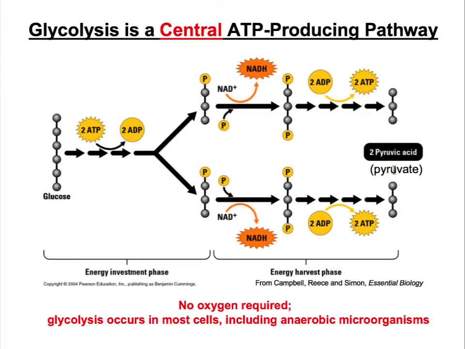Now, nowhere along this pathway is oxygen required. Oxygen is required, as we'll find out later, in the TCA cycle, or the citric acid cycle. So glycolysis occurs in all cells, more or less, and it takes place in the cytosol.